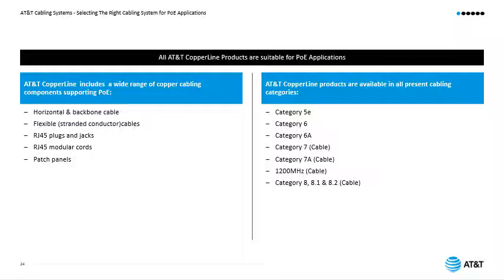AT&T copper line products are available in all present cabling categories. We have Cat 5A, Cat 6, Cat 6A, Cat 7, which we have only as cable, Cat 7A, only as cable, and 1200 megahertz cable, as well as Cat 8, 8.1, and 8.2 cables. All of those products are perfectly fit for PoE applications.